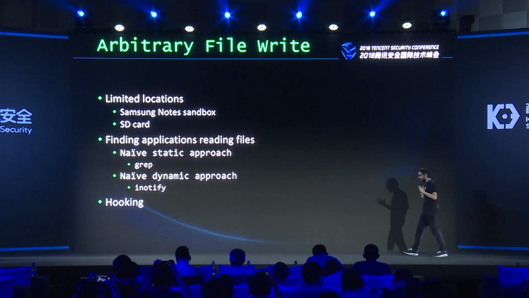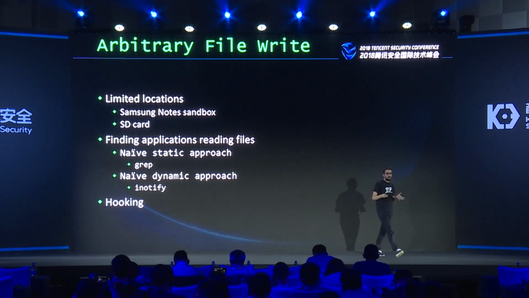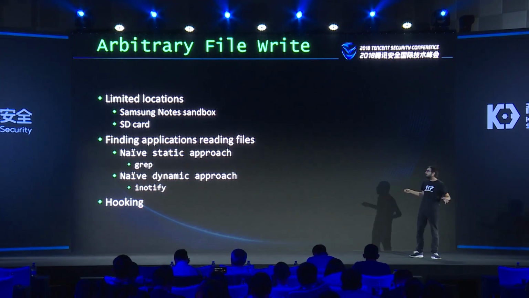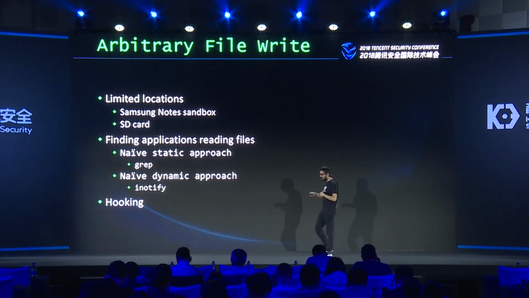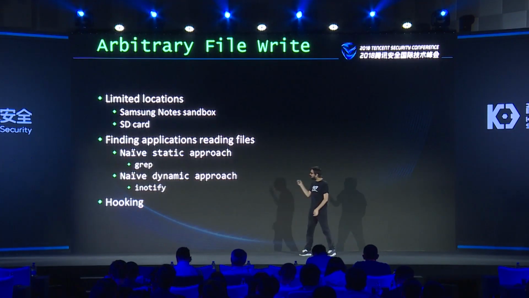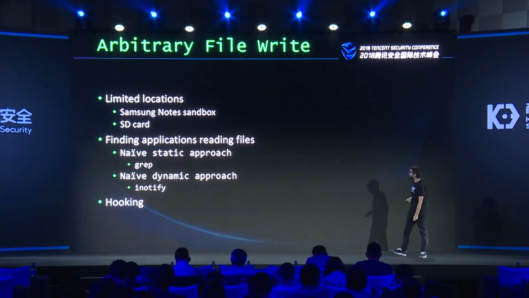OK, let me recap. What we have at the moment is a file write within the application sandbox or anywhere on the SD card. How do we turn this into code exec? Two really naive approaches you can think of. Grep for stuff that will be touching the SD card in one way or another, looking for files on the SD card, and change behavior based on a file on the SD card. Way too many false positives, unfortunately.